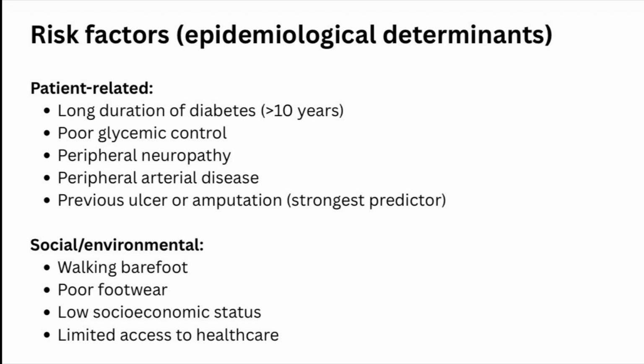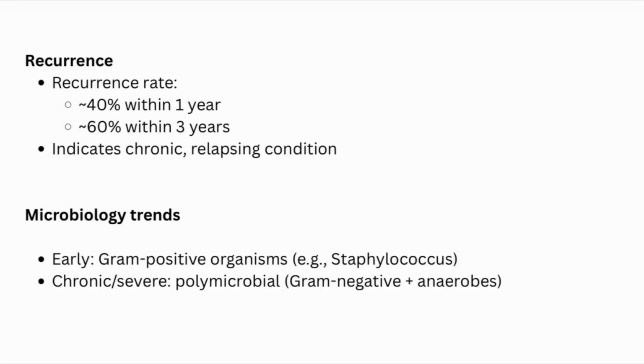One important aspect to remember is that diabetic foot is a chronic and relapsing condition. Recurrence rates are high, about 40% within 1 year, and up to 60% within 3 years. This highlights the importance of long-term prevention and follow-up. In terms of microbiology, early infections are usually caused by gram-positive organisms, particularly Staphylococcus species. However, in chronic or severe cases, infections become polymicrobial, involving gram-negative bacteria and anaerobes.